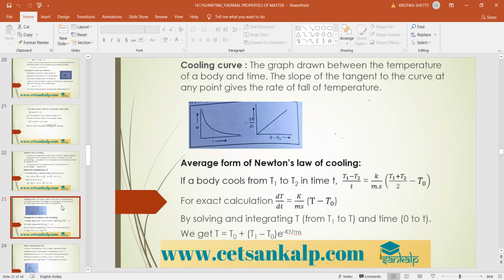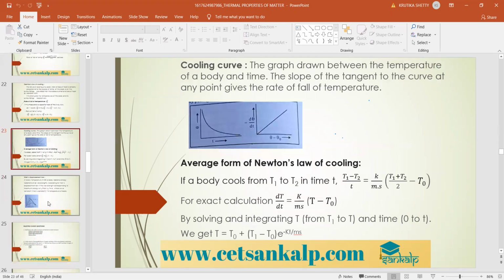So this is the cooling curve, that is Newton's cooling curve. If you plot the graph of theta versus time, you will get a curve. Or if you plot the graph of rate of cooling versus temperature difference theta, you will get a straight line. Regarding the formula, we have already discussed.